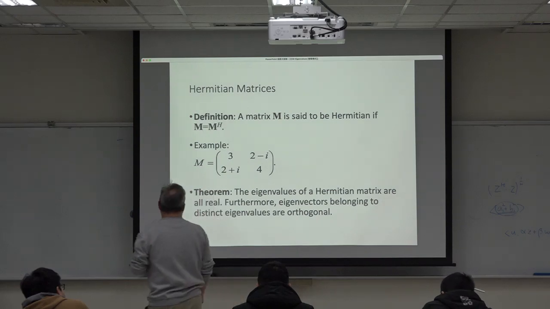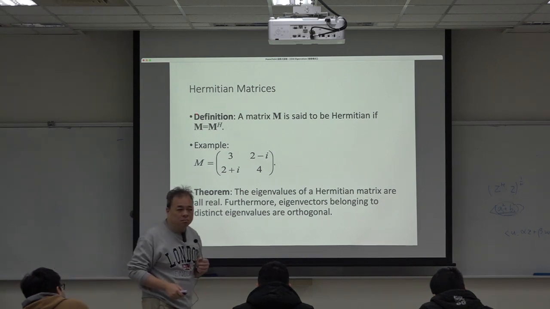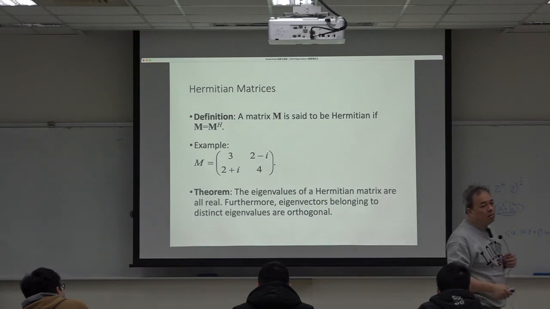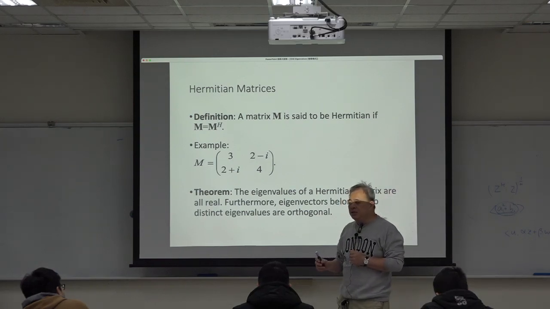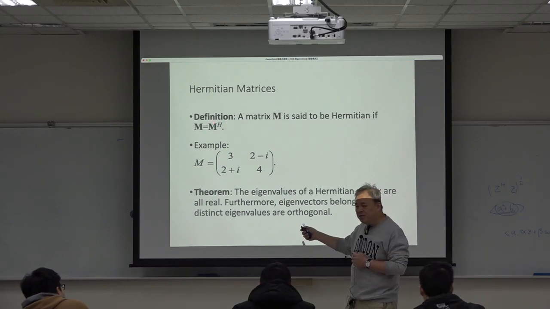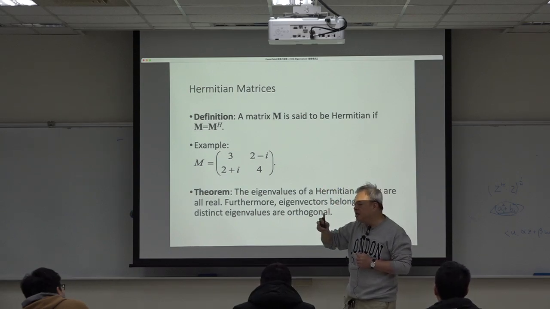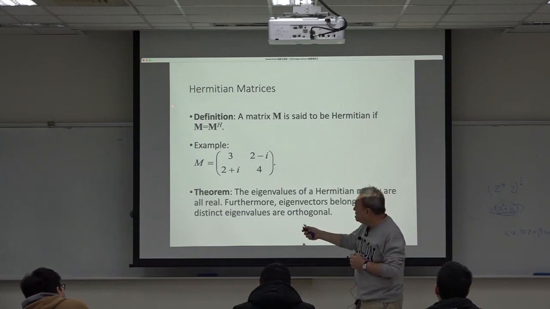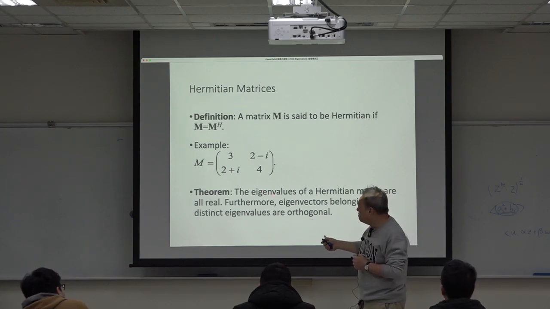Then we can talk about Hermitian matrices. A matrix M is said to be Hermitian if M equals M^H. We have a definition of M^H already, right? You compute the conjugate for each term and transpose it. Then there are many such cases. For example, this one is one of the examples.